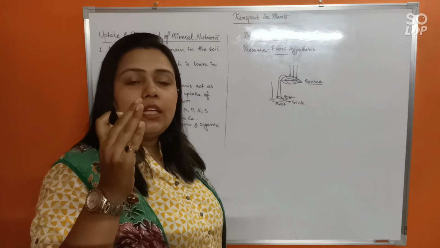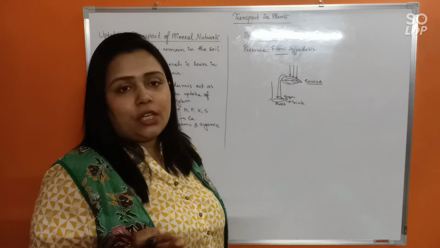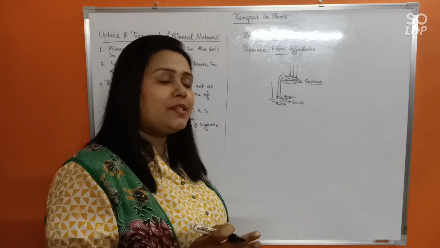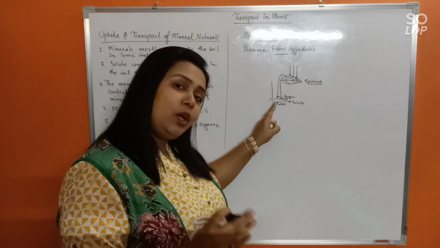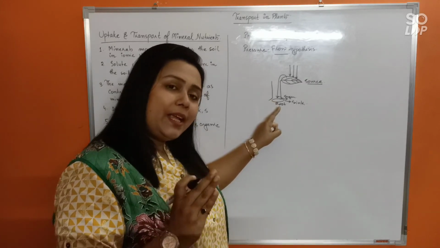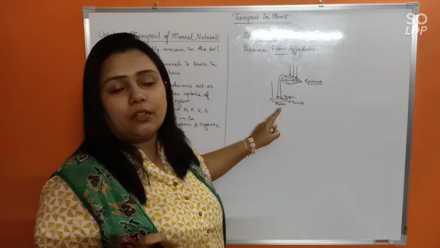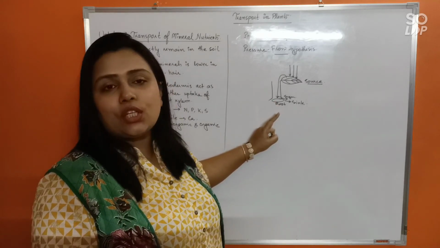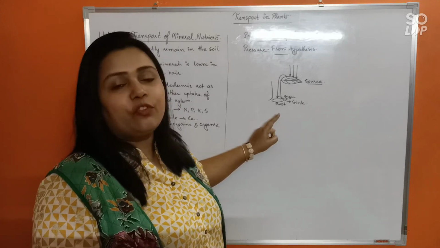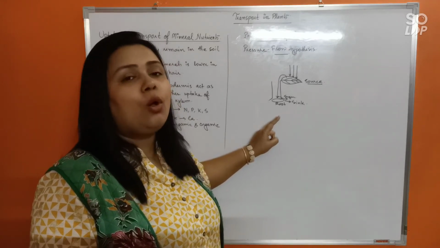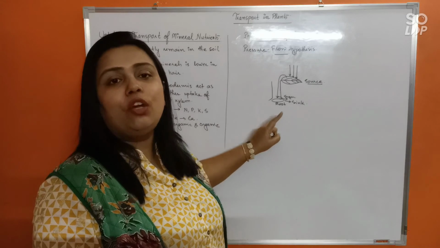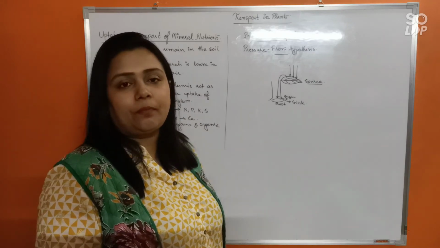So the sieve tubes now have only water in them, whereas the nearby xylem in the sink, I'm talking only about the sink right now, has water plus minerals. So where is the solute concentration high now? In the xylem, of course, isn't it? So in that case, all the water from the sieve tube will run back into the xylem.